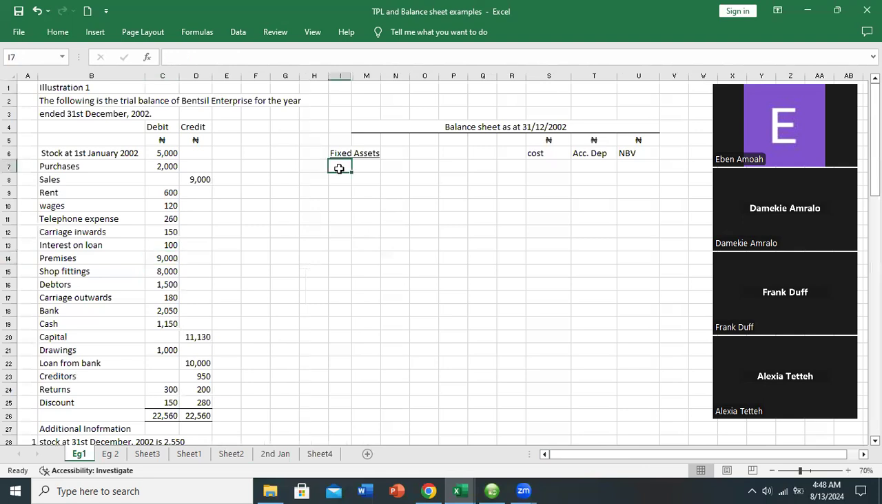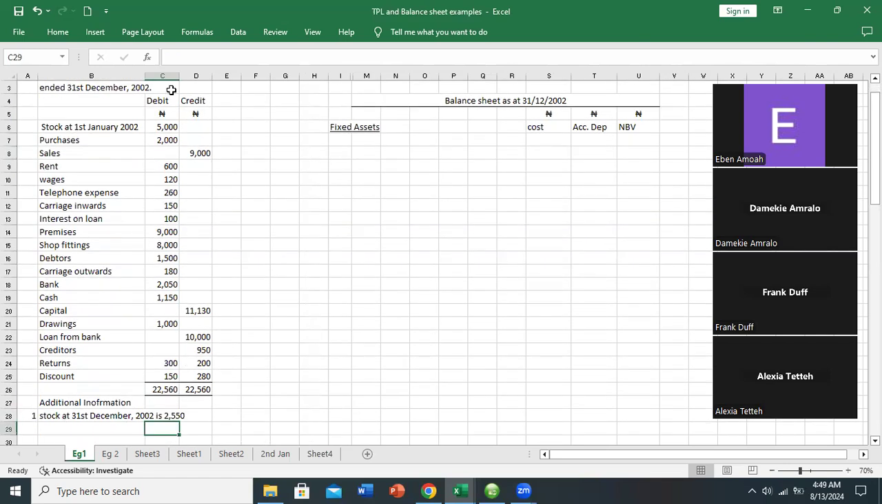So, okay, if you go through the trial balance, see stock, this is the opening stock. Stock is an asset, right? But not a fixed asset, it's a current asset. But in the balance sheet, we only consider the closing stock. The opening stock is used in your trading account. Now, purchases, as we all know, we use it in the trading account. Sales is not even an asset because it has a credit balance. Sales is a revenue. Rent is an expense. Wages is an expense. Telephone expense. Carriage invoice, we use it in the trading account, it's an expense. Interest on loan is an expense.